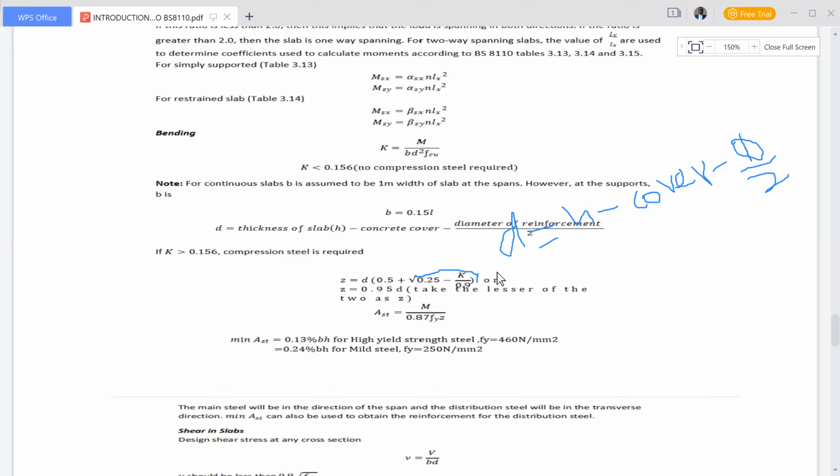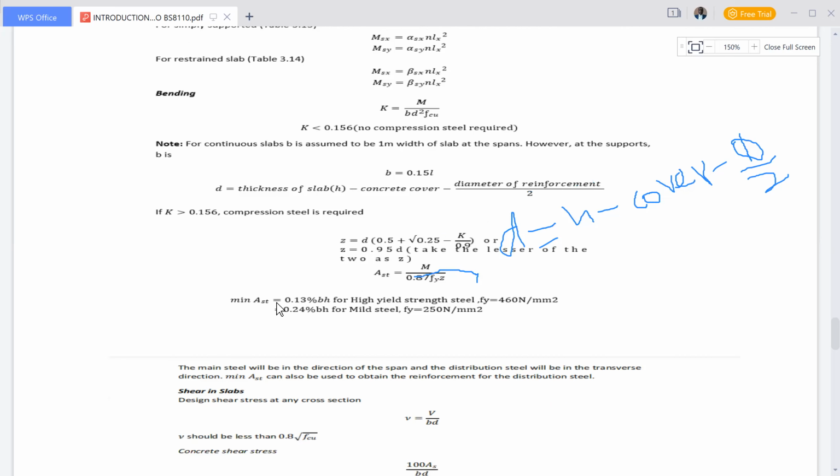Or z is equivalent to 0.95 d. Now, if you compute the value in this bracket and you get a value more than 0.95 d, then you discard it and use z equivalent to 0.95 d. The maximum value of z allowed is 0.95 d. So if I compute 0.5 plus square root of 0.25 minus K over 0.9, and I get 0.98, then I will disregard it and just say my z will be equivalent to 0.95 d. You take the lesser of 0.95 d and this one here, whichever is less, you use it.